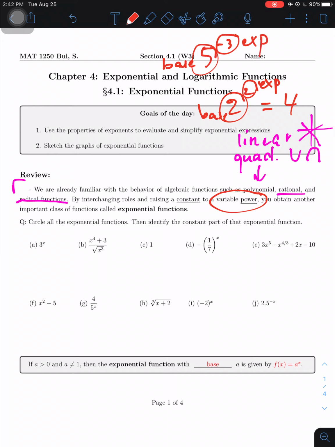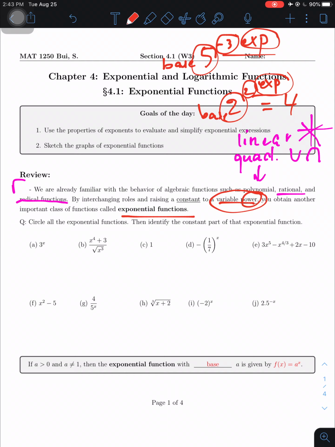All right, so for these examples, this one and this one, we have a number exponent, right? But for exponential function, we have a variable exponent. And by the way, power and exponent mean the same thing, at least for now, okay?